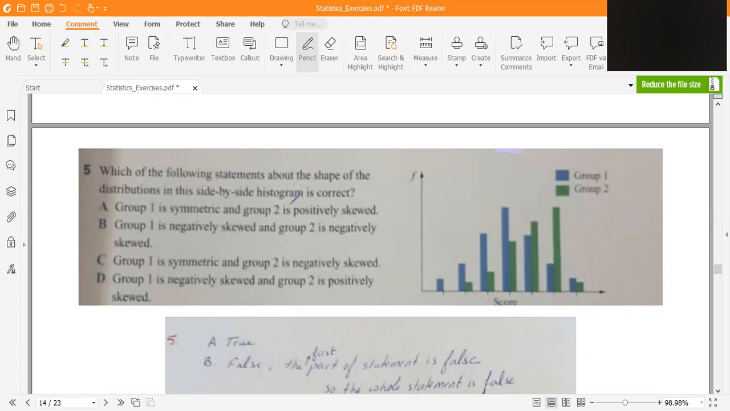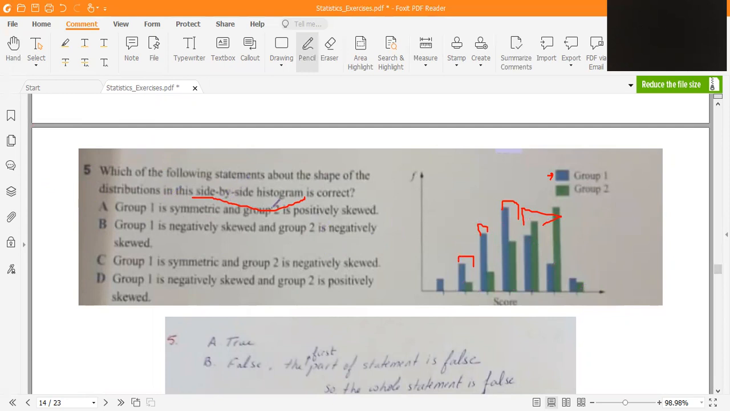Which of the following statements about the shape of the distribution in the side-by-side histogram is correct? Normally, in a side-by-side histogram, we have two sets of bars side by side, to compare the results of two groups. Which is correct? Group 1 is symmetric. For Group 1, we are interested in the bars in blue, only in blue. We can simply remark that the histogram in blue is symmetric.